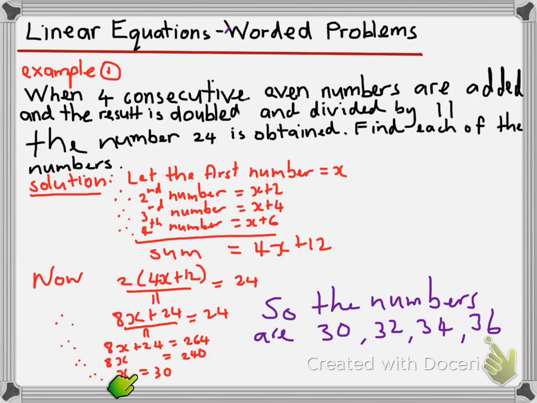So x is 30. Now at this point we look back at the original question to think, what was x? And we say, okay, well that was the first number. So that gives us our bearings now for working out the other numbers. So we have 30 as our first number. The next one, remember, was x plus 2, so that's 32. x plus 4, so 34, and then 36.